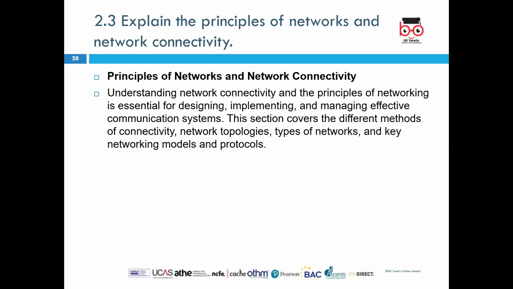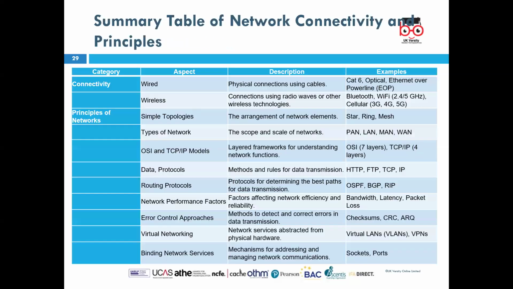So now we're going to explain the principles of networks and network connectivity. When it comes to networking, it is very essential for designing, implementing, and managing effective communication systems. And here we have examples of types of network connectivity. So we have wired and wireless, and also we have principles of networks, where we're going to look into simple topology, types of network, OSI and TCP/IP model, and look into the 7 layers and what they do. Data protocols, routing protocols, network performance factors, error control approach, virtual networking, and binding network service.